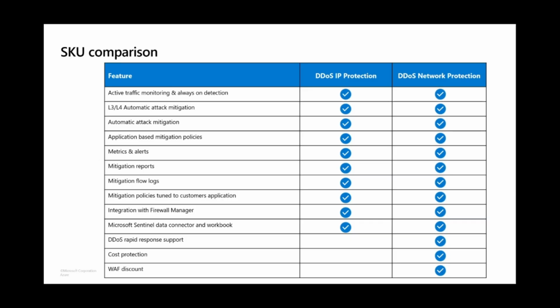So the WAF discount is when you enable the DDoS protection plan on a specific VNet, all the application gateway WAF cost in that specific VNet is discounted at 100%. So if you have, let's say, two application gateway WAF SKUs, the WAF part of the cost that you have for these application gateways is discounted at 100%, and you'll be paying only for the standard application gateway SKU.